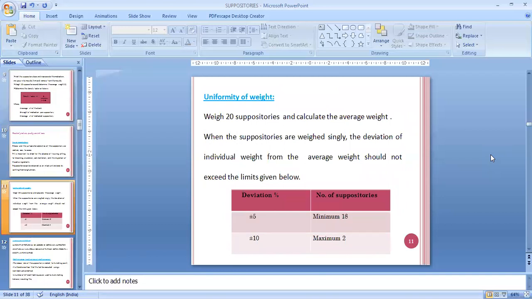How much percentage of deviation? Suppose in case of a minimum of 18 suppositories you have taken, then the deviation should be plus or minus 5%. Then the deviation of plus or minus 10% is for a maximum of 2.